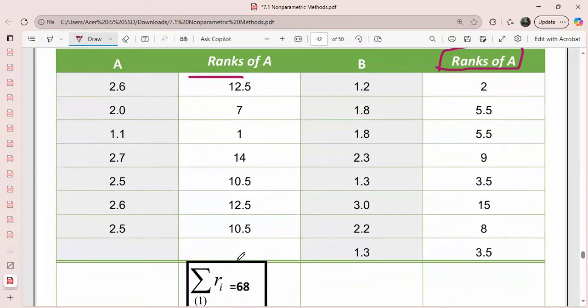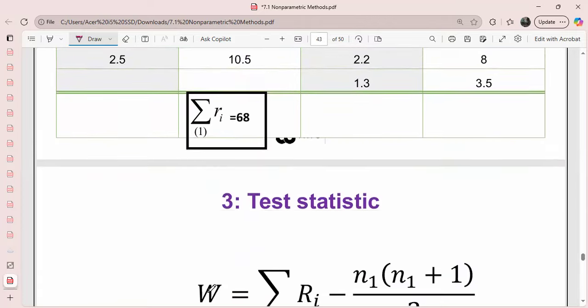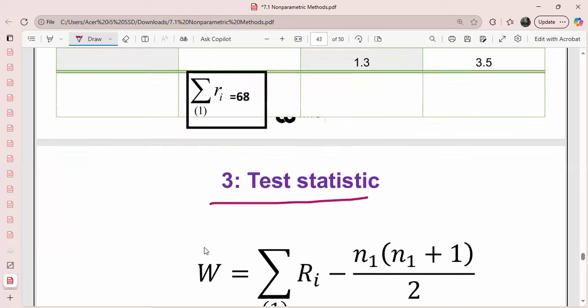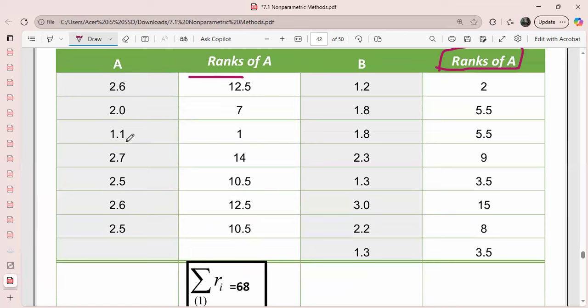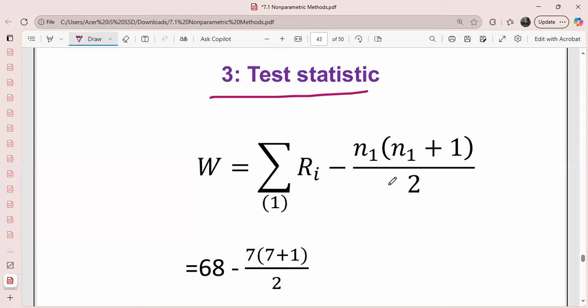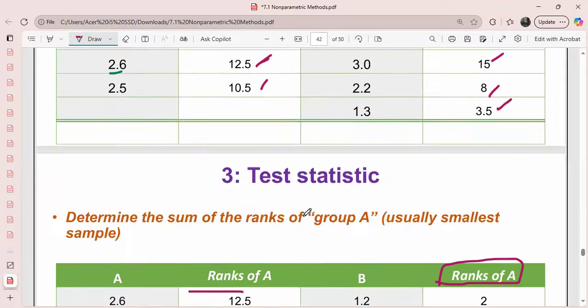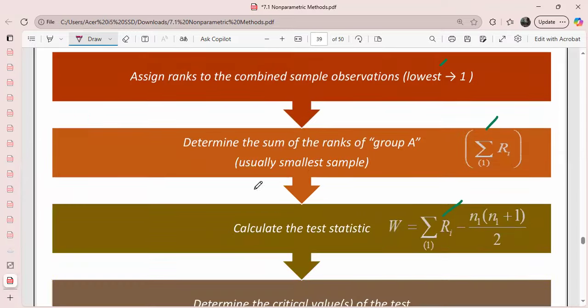Okay, now check this. To calculate the test statistic, the summation, this N1 is the values of population A. We had 1, 2, 3, 4, 5, 6, 7. It was 7, N1 values. 7 into 7 plus 1 divided by 2. I hope you understood this part. Look at this one, the summation of Ri. Let's go back to this so that you can see.